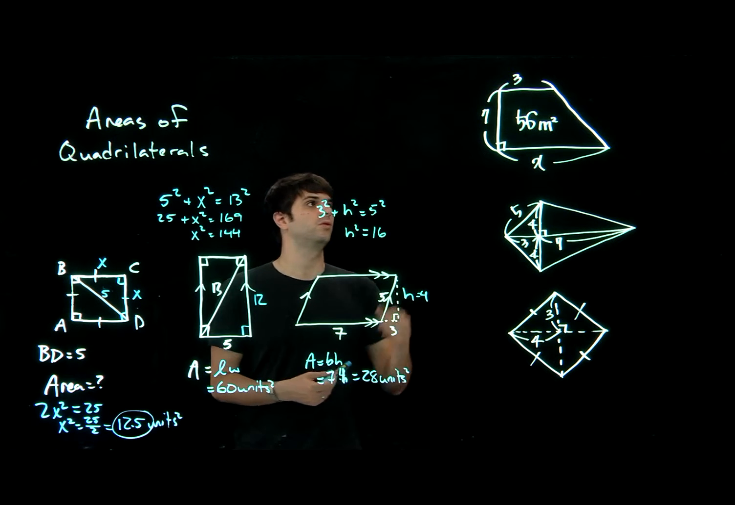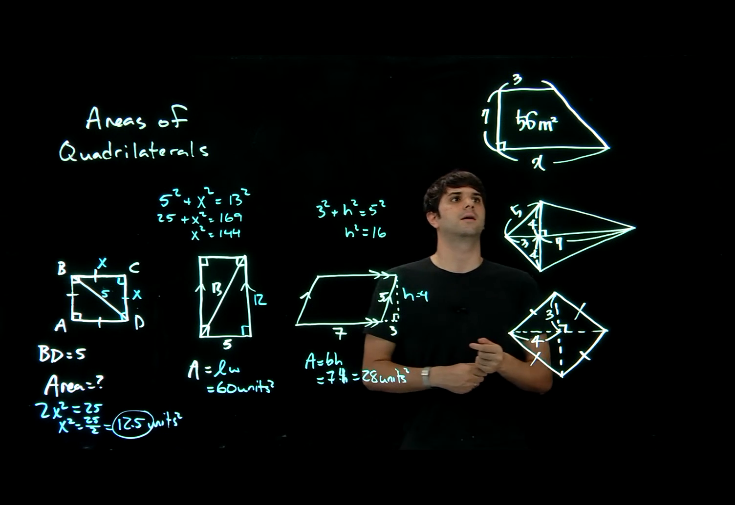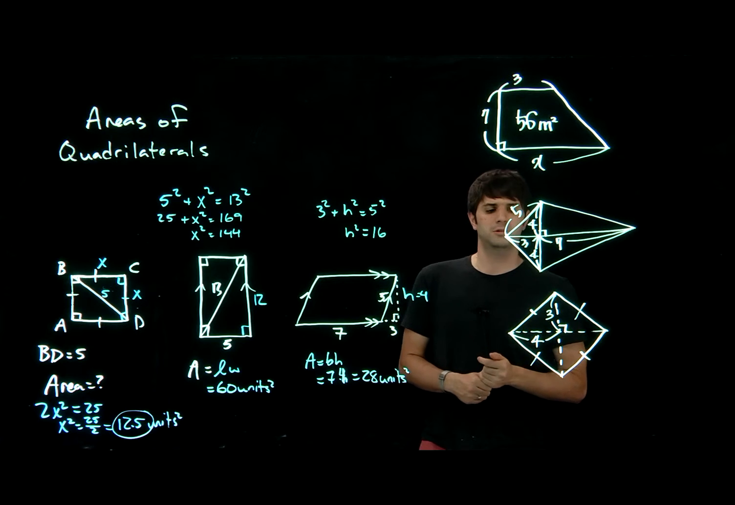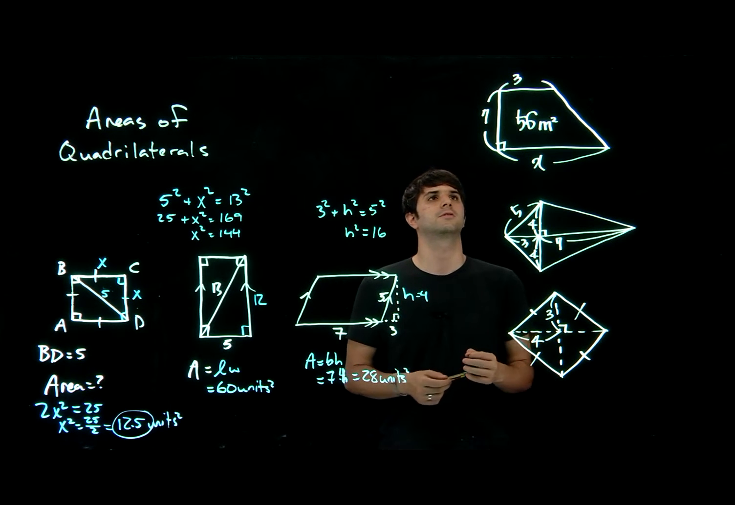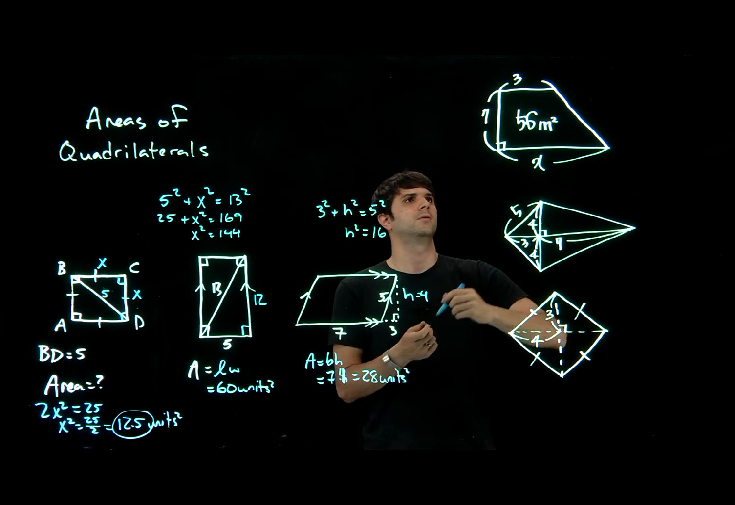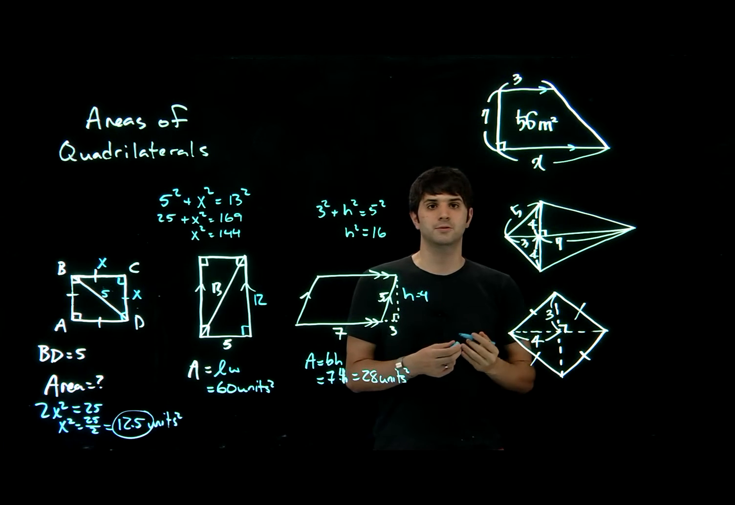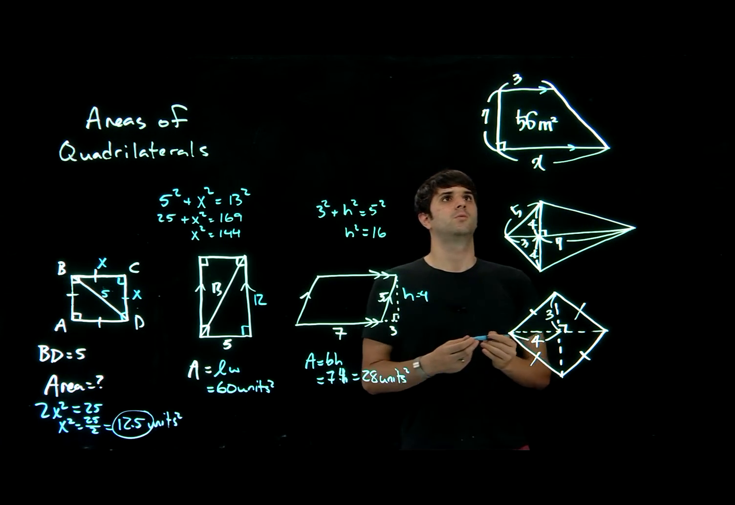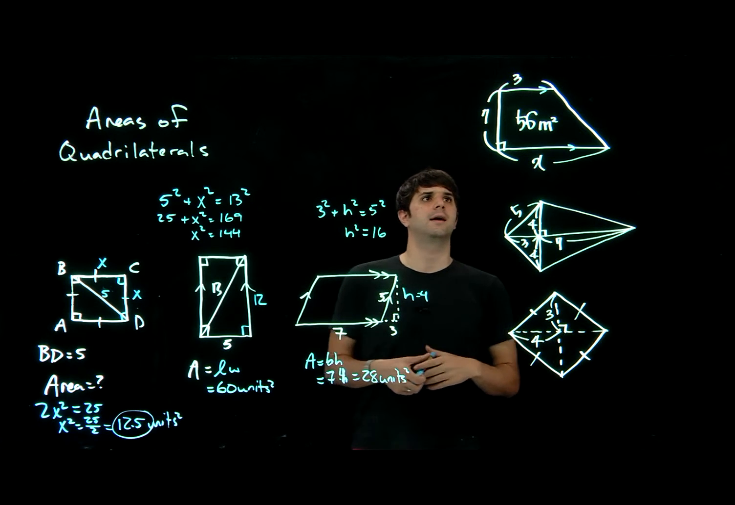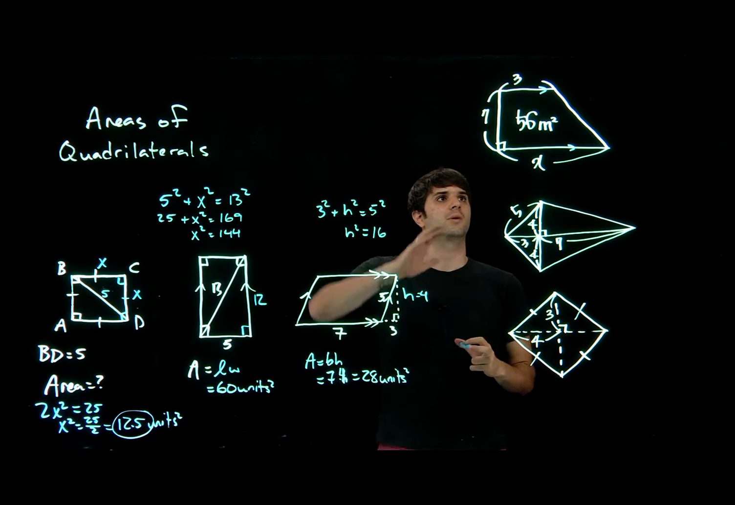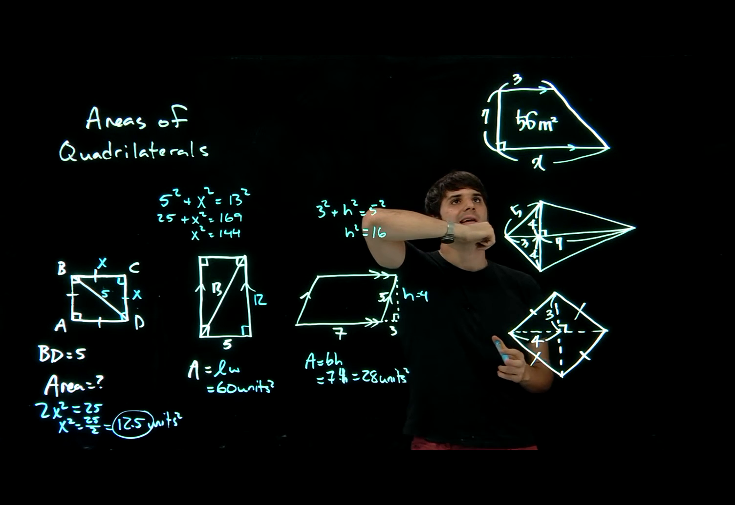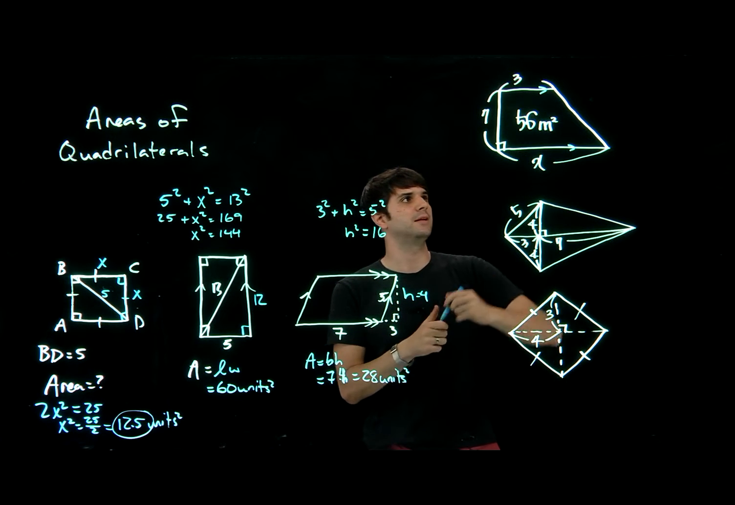Okay, moving on up here, this looks like a trapezoid. We have a right angle here, and we need to know that these are in fact parallel in order for it to be a trapezoid. So now this is a trapezoid. We want to know the area of this, and we're actually given the area. Okay, we know that 56 meters squared.